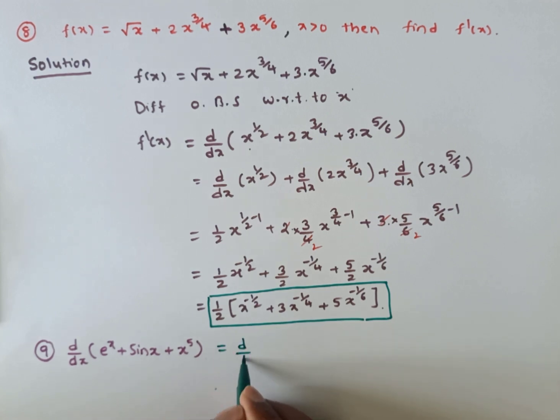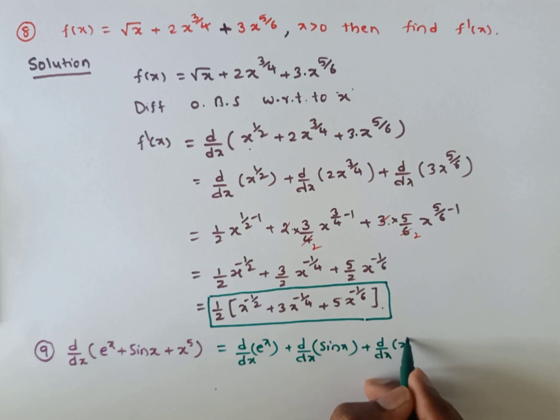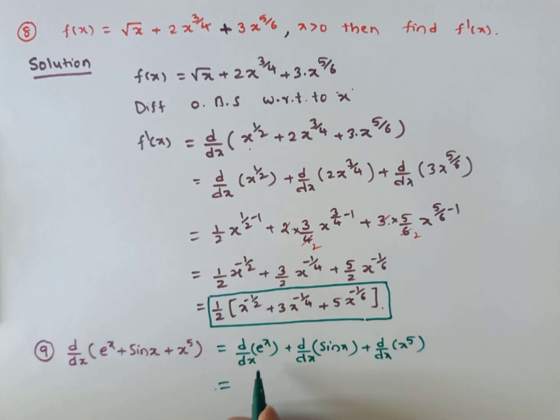So here we need to apply the derivative like this: d by dx of e to the power of x plus d by dx of sin x plus d by dx of x to the power of 5. Now, e power x derivative is e power x, sin x derivative is cos x, and derivative of x to the power of 5 is 5 into x to the power of 5 minus 1, which is 4. So directly you can solve like this. It is e power x plus cos x plus 5 into x to the power of 4.